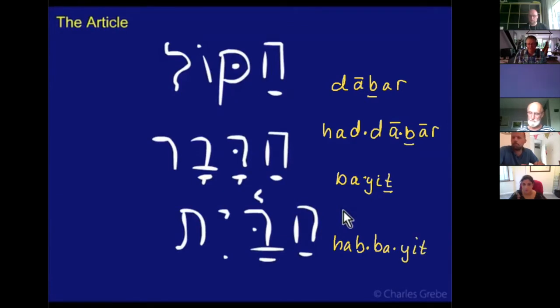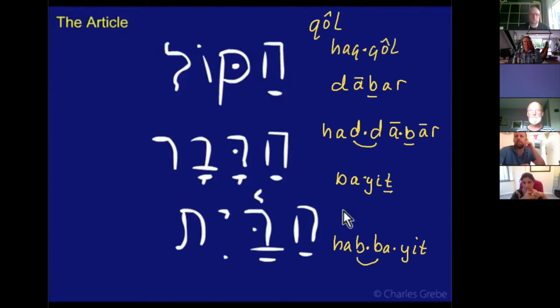Let's have a look, all correct. And this is a hard B, habayit. Yeah, you see, it doubles. Double B, double D. And this one, kol, becomes hak, kol. Double Q, hak, kol. And this is hash, sha, mayim. Okay. Stop share.